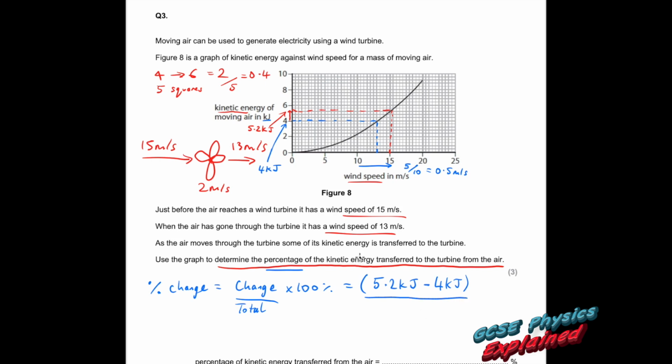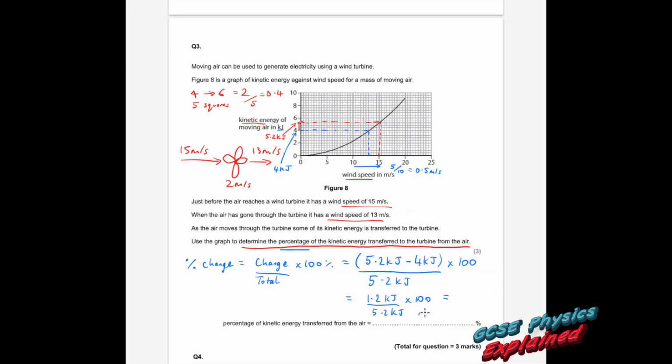And the total amount that went in was the 5.2, because that's how much it was at the start. And then multiply the whole thing by 100. That's going to be 1.2 kilojoules divided by 5.2 kilojoules multiplied by 100. And that's going to come out as 23%.